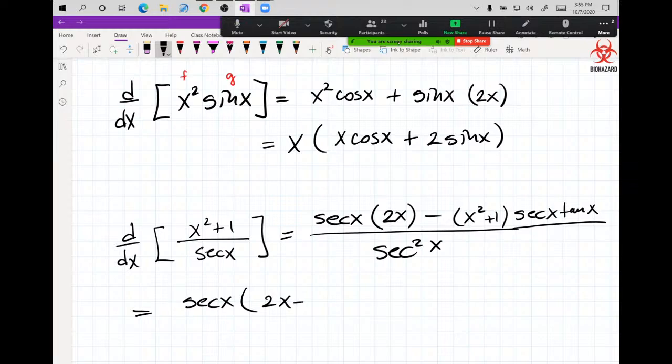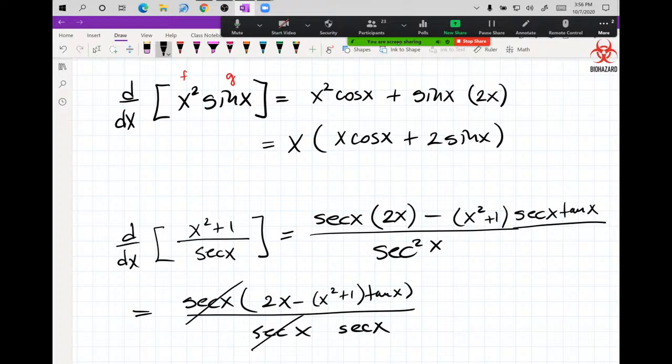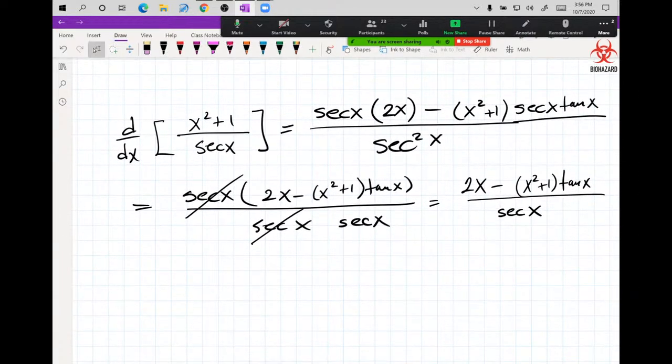2x minus x squared plus 1 tangent x divided by secant x times secant x, because we separate that so we can cancel one. I mean, I could have canceled in the square, but whatever. And there it is. We have 2x minus x squared plus 1 times tangent x divided by secant x, and that would be a wrap.